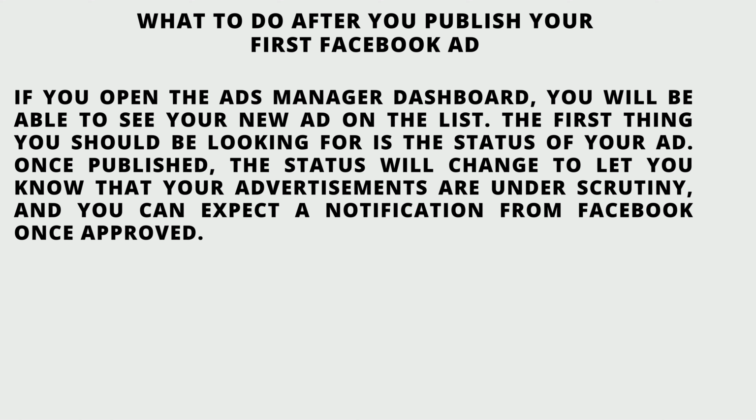If you open the Ads Manager dashboard, you will be able to see your new ad on the list. The first thing you should be looking for is the status of your ad. Once published, the status will change to let you know that your advertisements are under scrutiny, and you can expect a notification from Facebook once approved. The next thing you are naturally interested in are the results. Check how many clicks you have received, what's the cost per result, what's the current reach, how many people saw your ad, impressions, how many times each person saw the ad, dates, budget, and more.